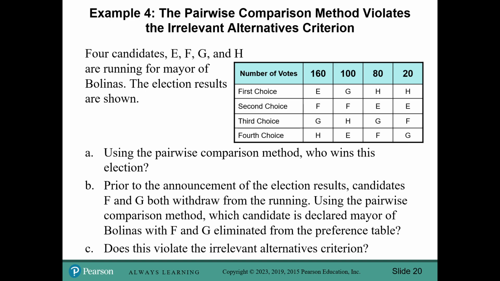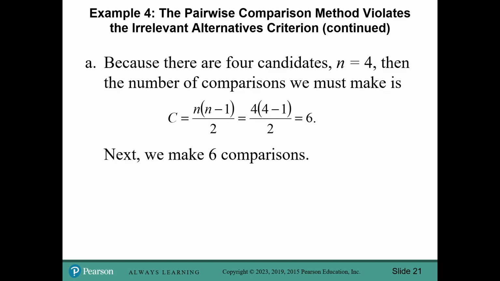We want to use the pairwise comparison method and see who wins the election. Then, prior to the announcement of the election results, candidates F and G both withdraw from the running. Using the pairwise comparison method, which candidate is declared mayor of Bolinas with F and G eliminated from the preference table? Does this violate the irrelevant alternatives criterion?